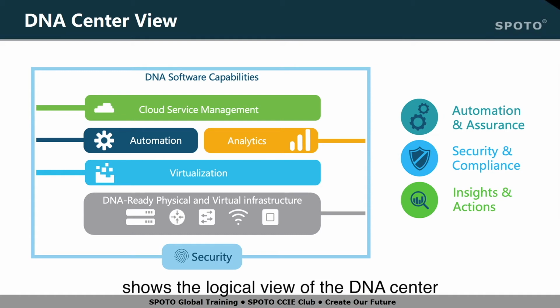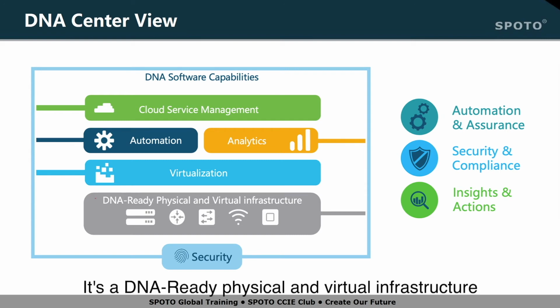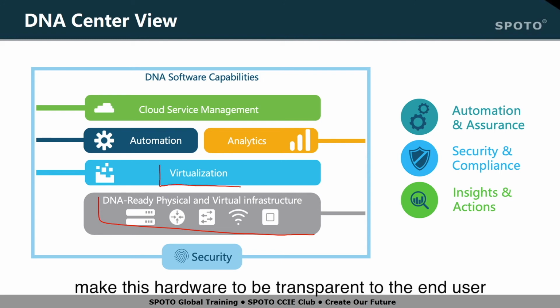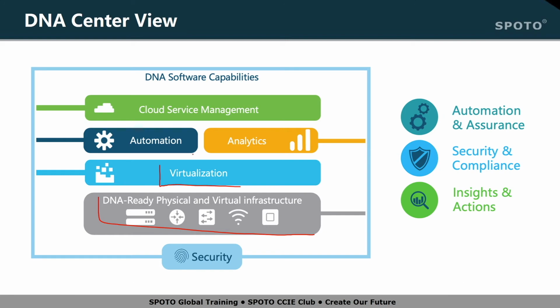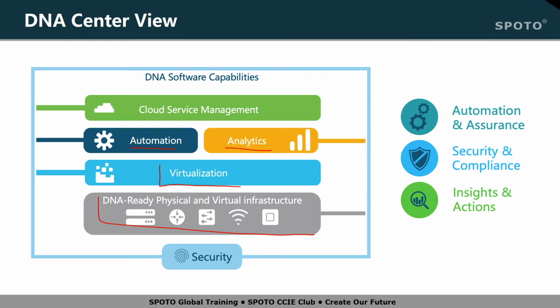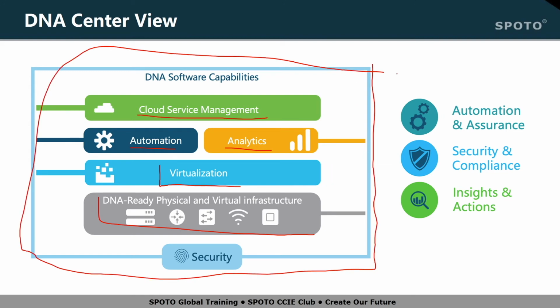This slide shows the logical view of the DNA Center. At the bottom, it's a DNA-ready physical and virtual infrastructure. In the middle, it provides a software layer to virtualize the underlay hardware, making this hardware transparent to the end user. On top of that, it's automation and analytic software modules. At the top is cloud service management. The entire solution is security enforced.